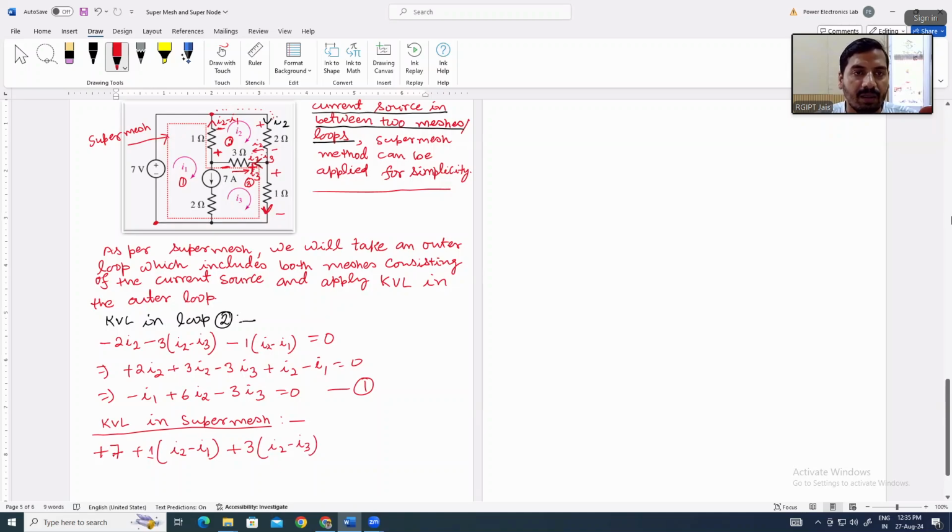Then again, we are going from plus to minus. So minus 1 into I3, that will be 0, right? Is there any doubt in this KVL equation, writing the KVL equation?